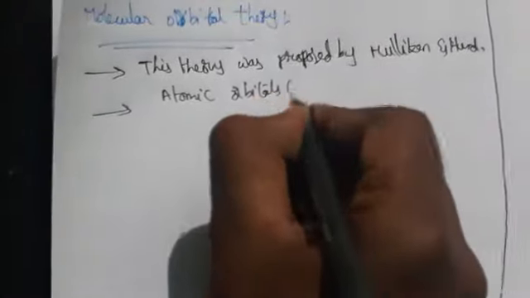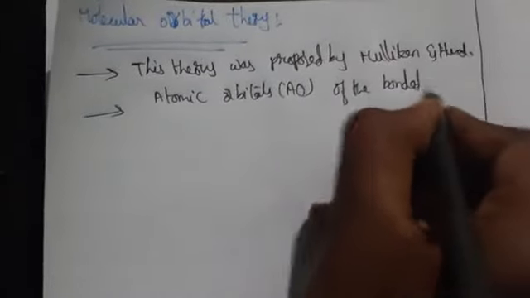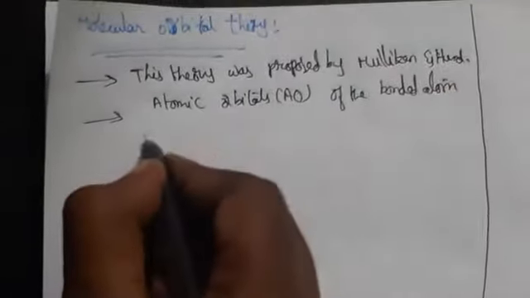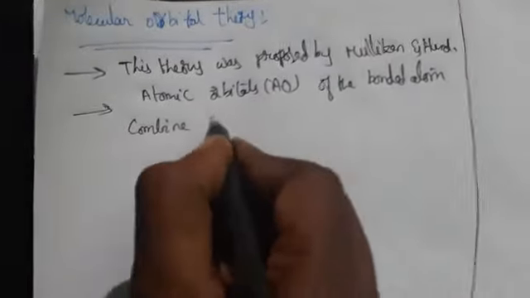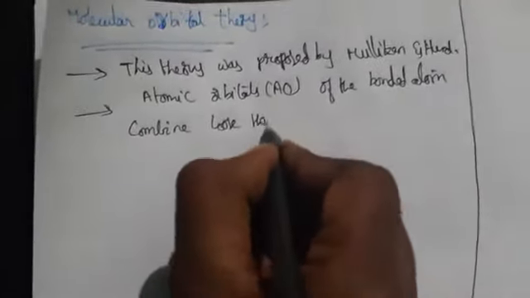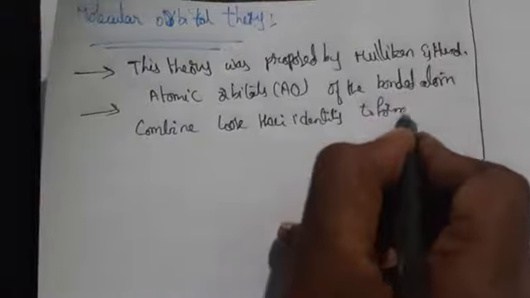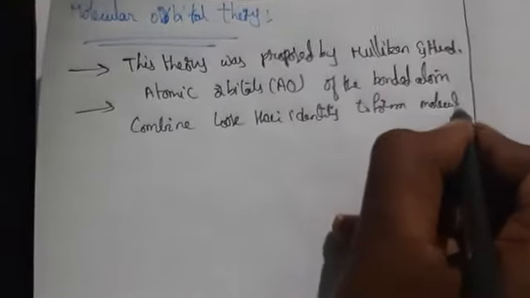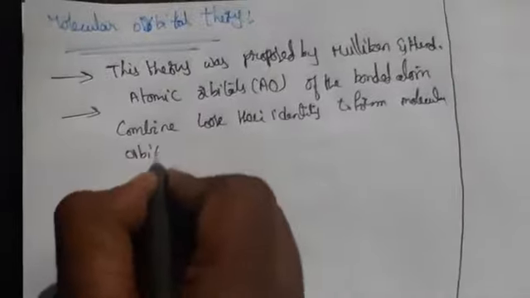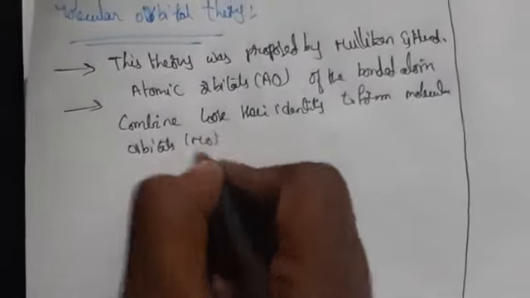The atomic orbitals, which we call AO, of the bonded atoms combine, lose their identity to form molecular orbitals. For example, N2: one is an N atom, another is an N atom, so two atoms totally give N2. When you combine those two, you will get molecular orbitals.